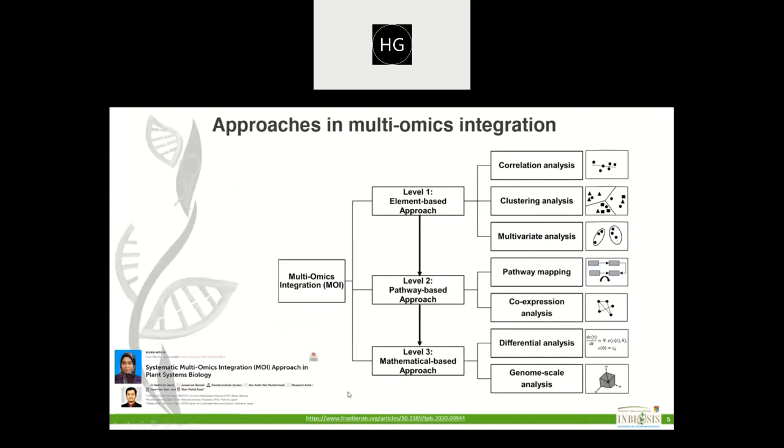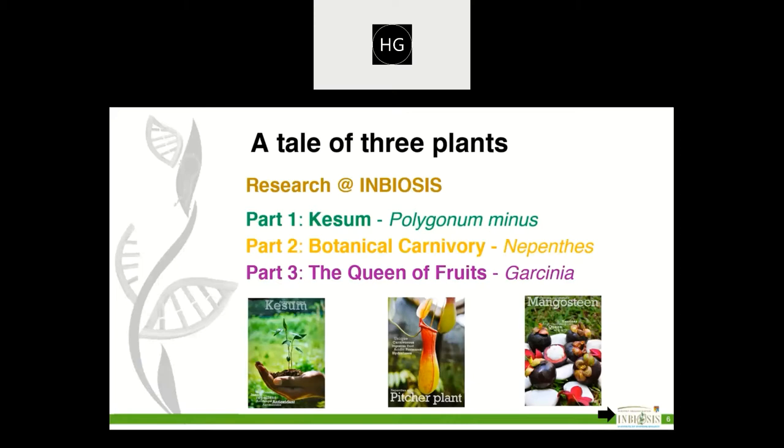And today, first, I'm going to share with you some of the research at INBIOSIS as an overview. Then I'm going to tell the story based on the three plants that I work on, Kesong, Nepenthes, and also Mangosteen, if I have time. That depends on the time limitation. But just start with INBIOSIS.